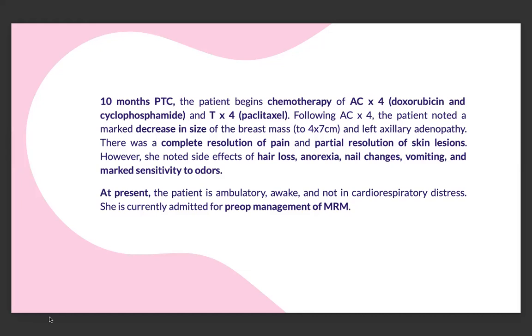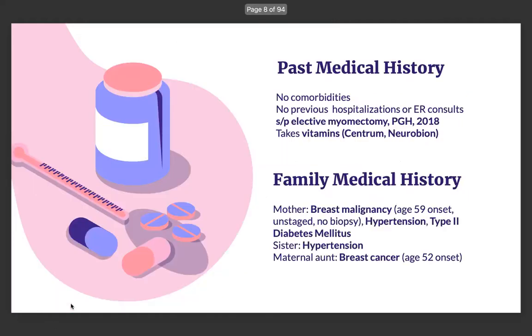At present, the patient is ambulatory, awake, and not in cardiorespiratory distress. She is currently admitted for pre-op management of MRM. Then past medical history, no comorbidities or previous hospitalizations or ER consults, but she had an elective myomectomy in PGH in 2018 and takes vitamins. Family medical history, the mother had breast malignancy, but unstaged and no biopsy. Also hypertension and type 2 DM. Sister also had hypertension, and the maternal aunt also had breast cancer at age 52.